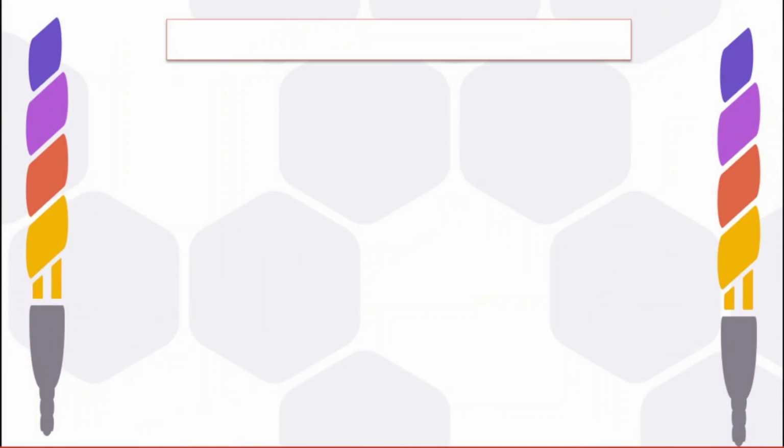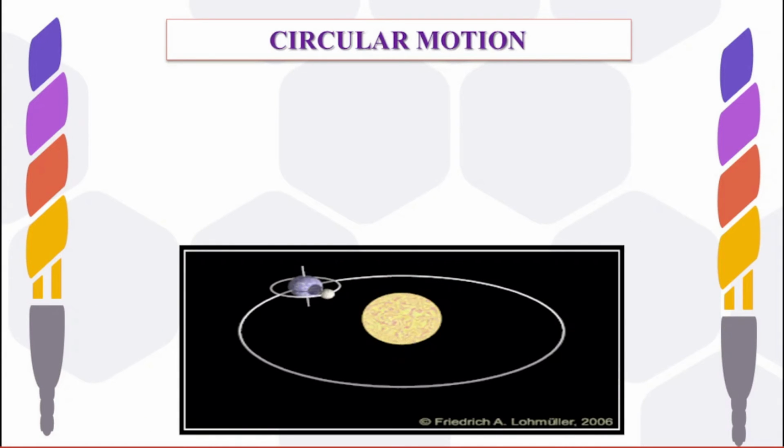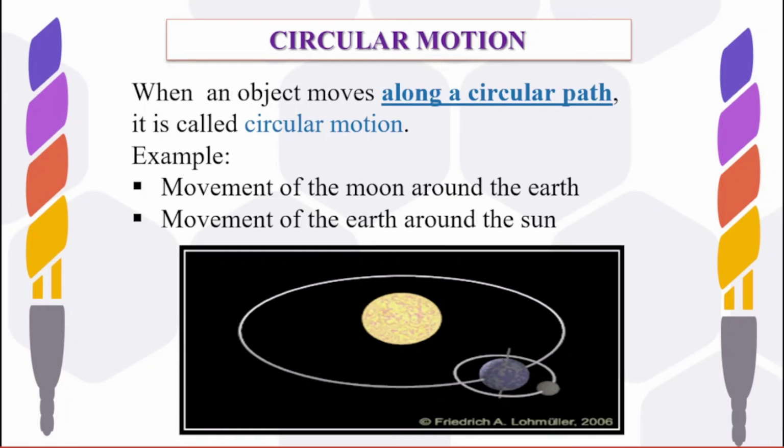And next we are going to discuss circular motion. This is already well known from social science also. The center of all the planets is the sun. The third position is our earth. It moves around the sun along a circular path. When an object moves along a circular path, it is called circular motion.